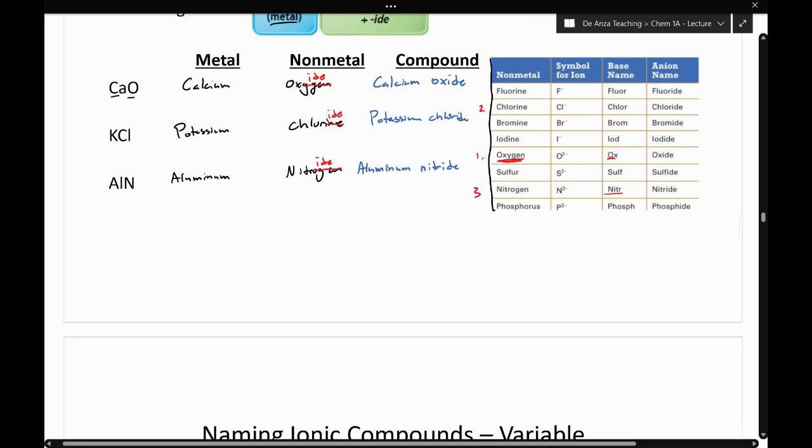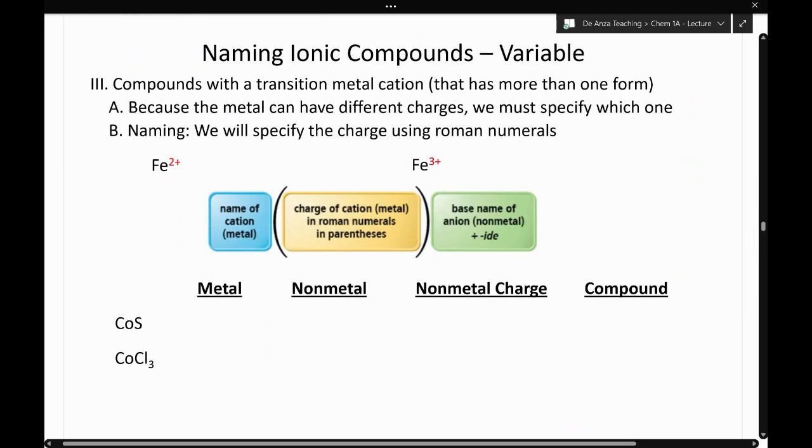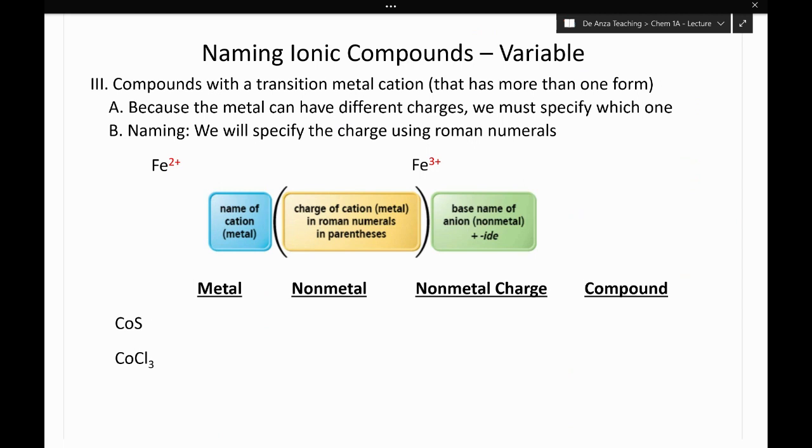The way that we name our so-called variable cations, the ionic compounds that have a transition metal as opposed to one of these other metals, is we just have to specify the charge, because that's ambiguous until we state it. And so we just have to specify which one. The way that we'll be specifying that is using Roman numerals.